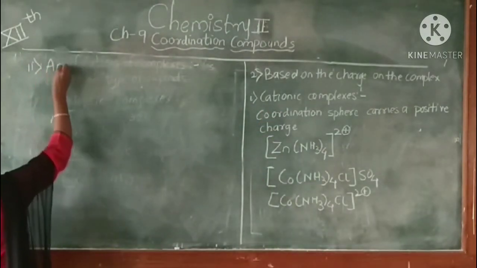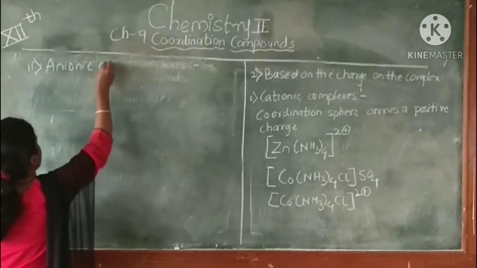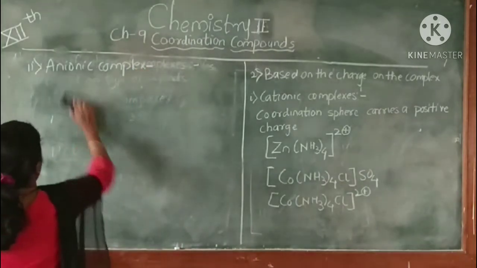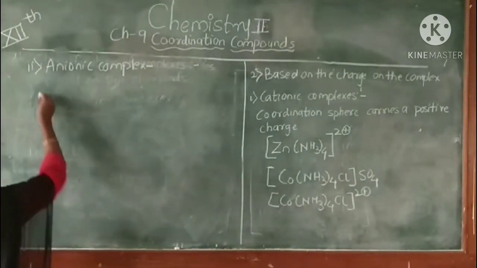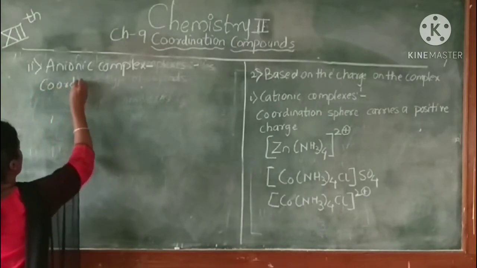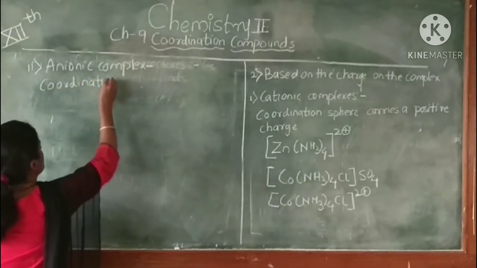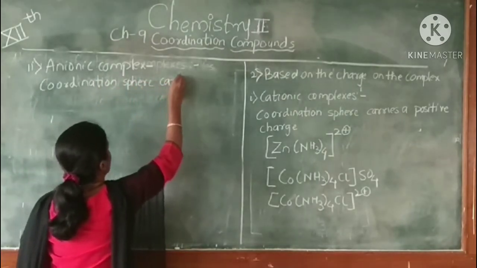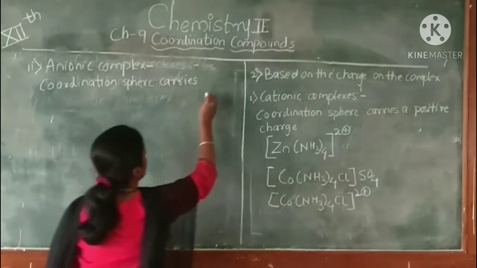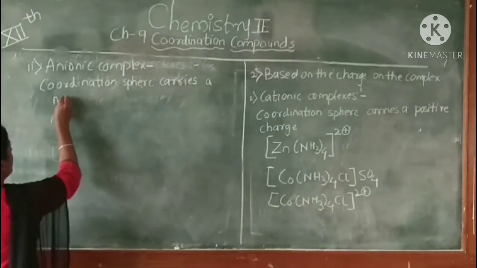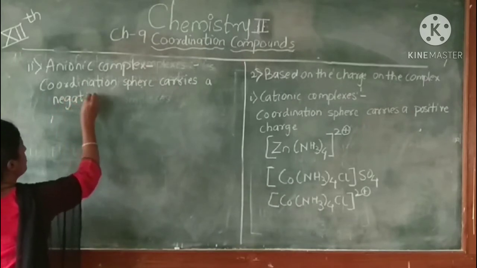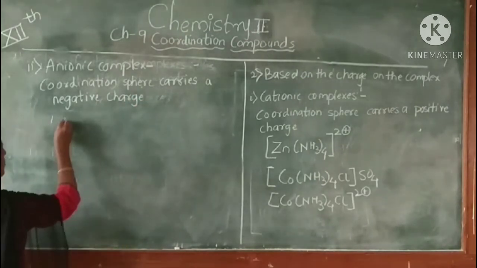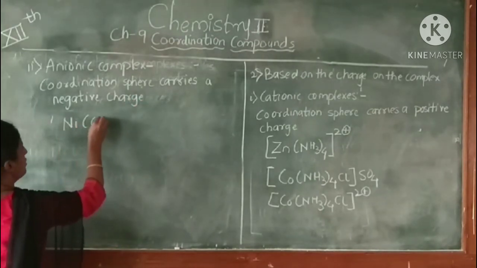Anionic complexes. Now what does an anionic complex contain? They have a coordination sphere that carries a negative charge. Okay, the coordination sphere carries a negative charge. Let's have an example.